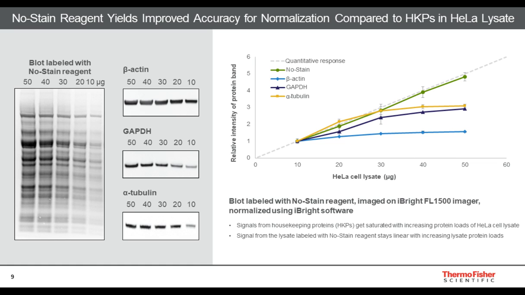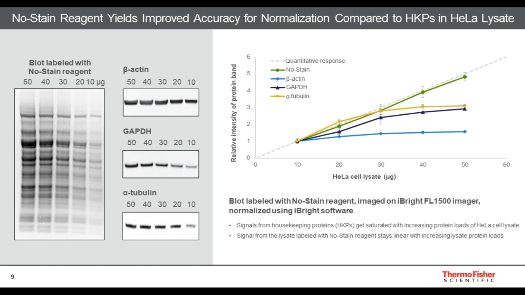The same No-Stain labeled membrane was then processed for immunodetection of housekeeping proteins, beta-actin, GAPDH, and alpha-tubulin. And as we have seen before, the signal from actin really saturates quite early from 10 to 20 microgram range and continues to be saturated up to 50 microgram, resulting in a flat line shown by the blue line here. GAPDH, slightly better at 10 to 20 microgram range, although still not linear.